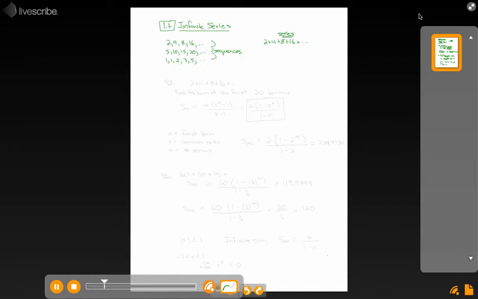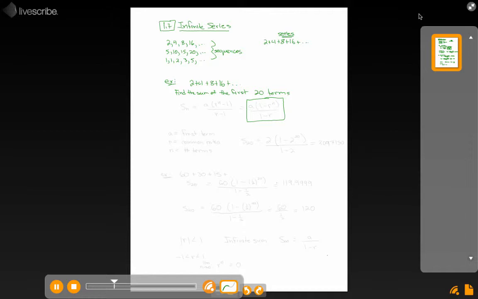One thing I wanted to have a look at, maybe we'll do a review question like that first one I just wrote down. 2 plus 4 plus 8 plus 16, ... Let's do that as our first example. And we might be asked to find the sum of the first 20 terms. Well, I don't really want to write out 20 terms of this series.